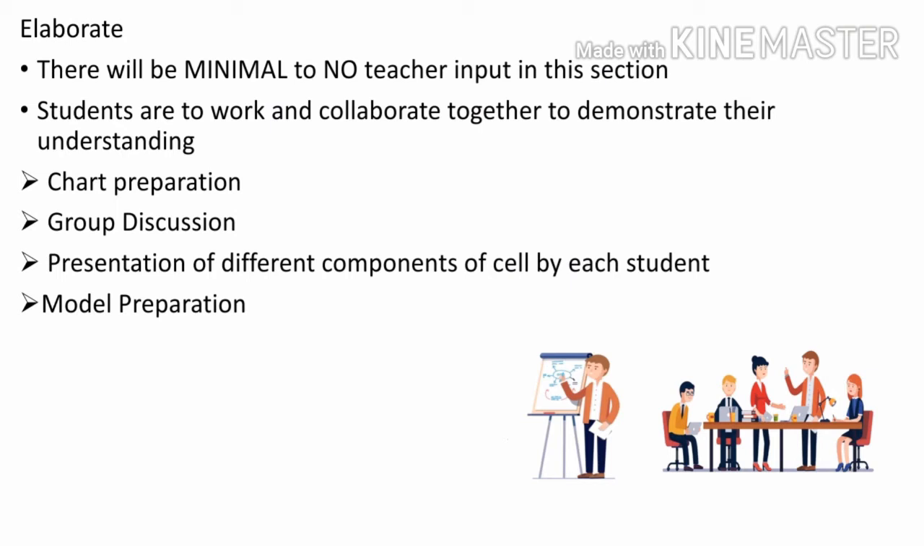After explaining to them, the students need to elaborate their understanding about the cell structure, differences between the eukaryotic and prokaryotic cells, and also they should have a deep understanding about the organelles of the cell. It is completely the role of the students in this part. So they can collaborate together to demonstrate their understanding. So how can this be done? I can allot them chart preparation. I can make them present something. As I've chosen the structure of the cell, each student can be assigned to present different components of the cell. I can make them do group discussions, and also they can do model preparations.